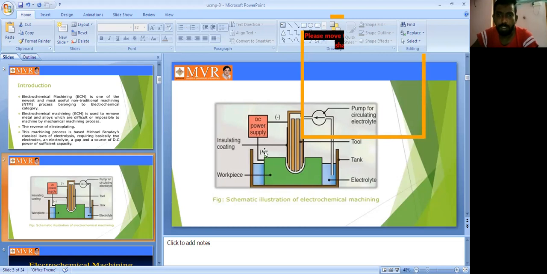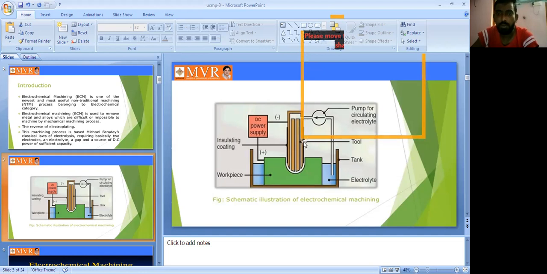Here we have the positive ion and the negative ion, the cathode and the anode. What is the working of electrochemical machining? The power supply is connected to the tool, and based on the power supply the tool moves relative to the workpiece. Automatically the required material is removed. This is the working of the electrochemical machining process, and it is one of the very easiest processes.